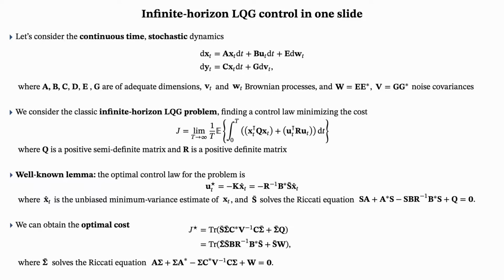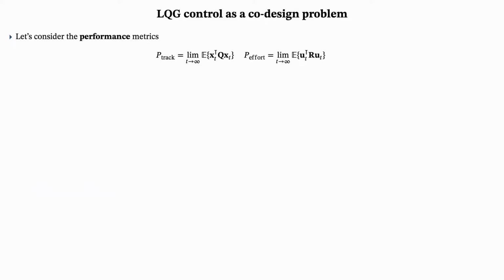We consider the classic infinite horizon LQG problem and recall the optimal control law, relying on the solution of two Riccati equations, one for the control and one for the estimation. Now, how is this useful to think about the control problem as a design problem? First, we split the usual LQG performance metrics describing tracking error and control effort. We call the new metrics ptrack and peffort.